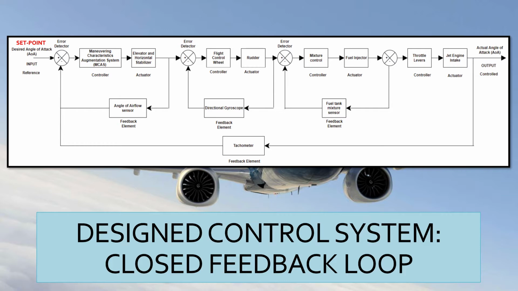So moving on, the mixture controls the fuel injector, which is responsible for supplying the necessary amount of fuel to the engine for combustion in an aircraft. So during high altitudes, the air pressure and the oxygen level decline, so the fuel tank mixture sensor sends the data to the mixture control and more fuel of the engine is combusted.